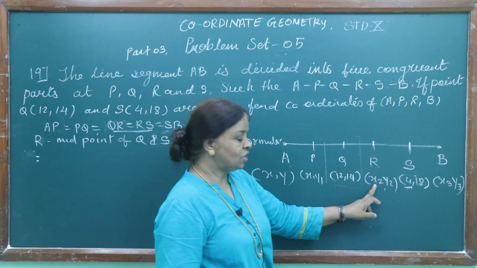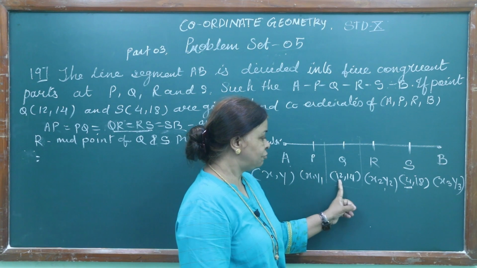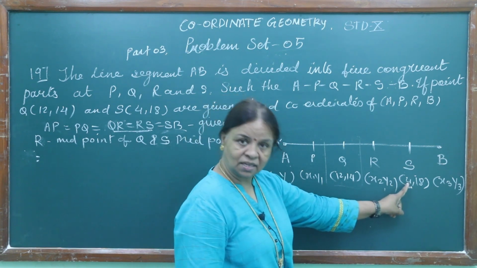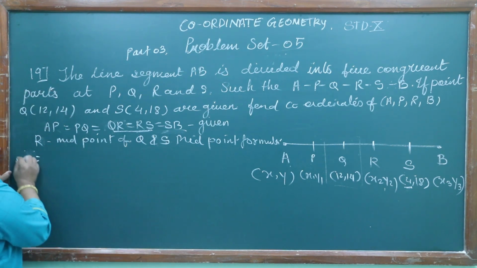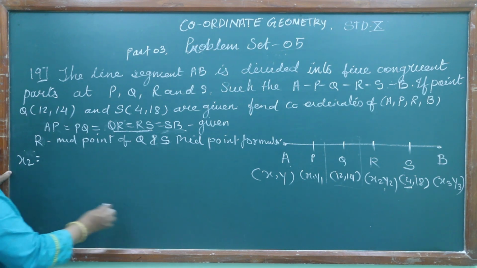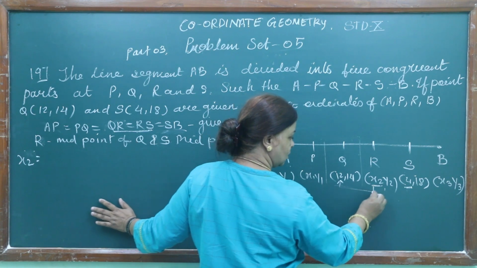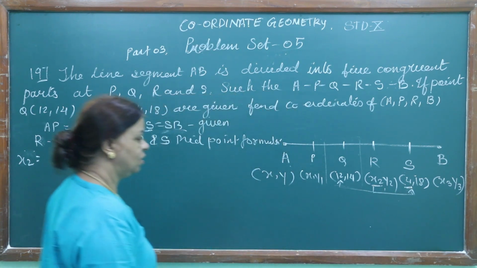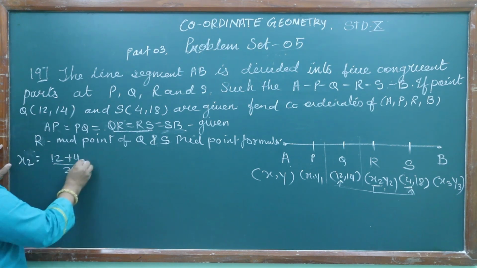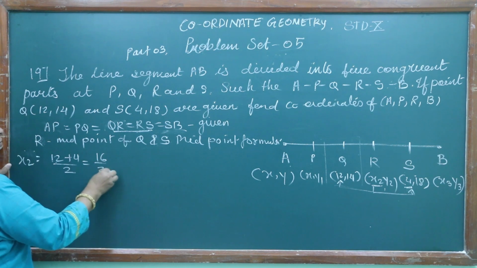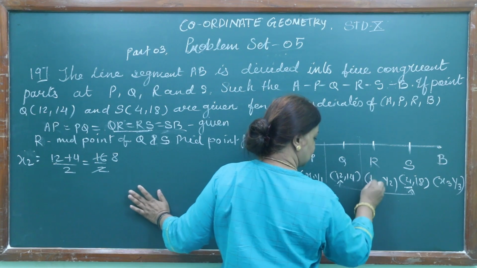the x coordinate of R will be equal to the sum of the x coordinates of Q and S upon 2. So the x coordinate of R, x2, is equal to 12 plus 4 upon 2, which is equal to 16 upon 2, which is 8. So we got the x2 value as 8.